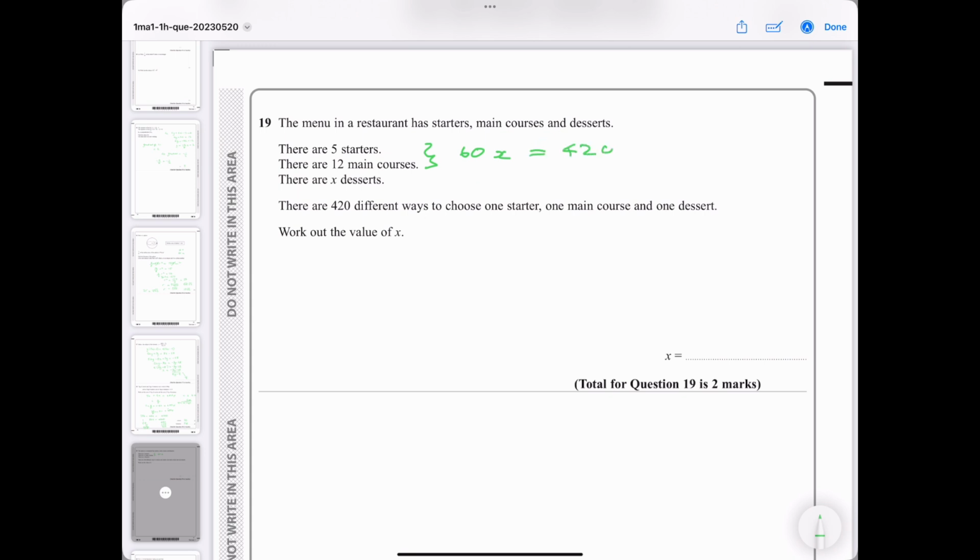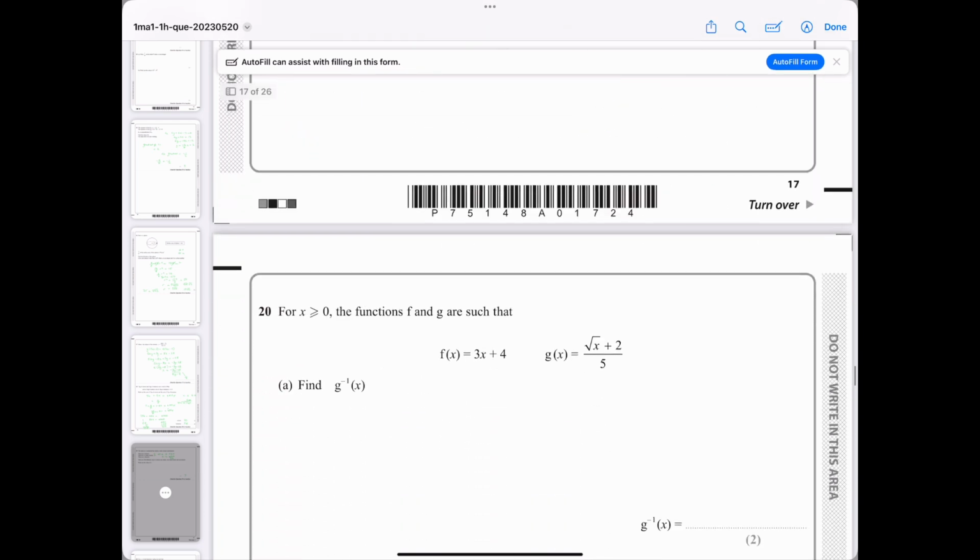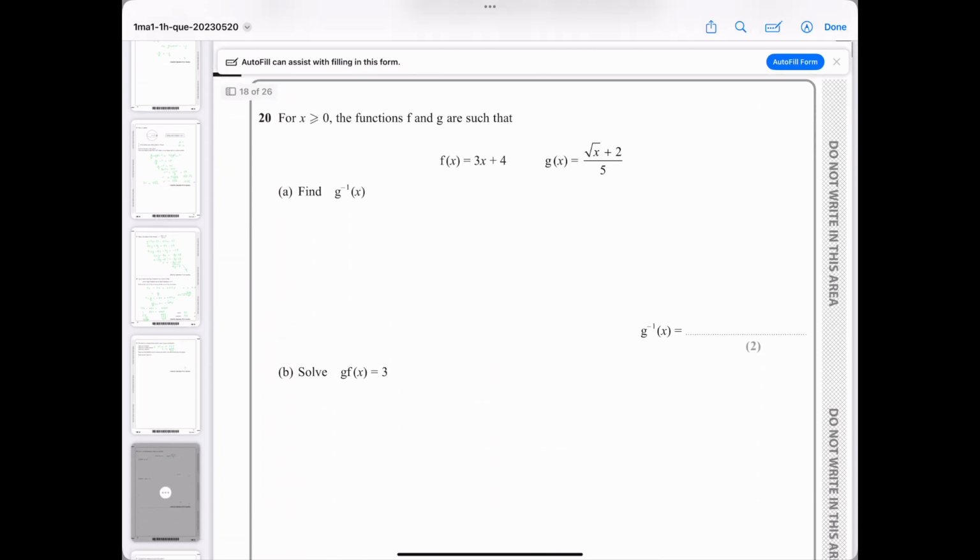60X equals 420, so X equals 420 over 60. So there are 7 desserts. Okay. Right.